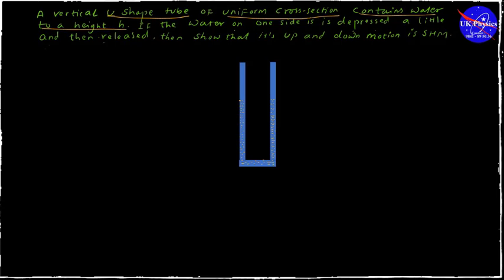Suppose the level of water is at h distance above the ground. If the water on one side is depressed, then what happens? You can easily think that if the water on this side is depressed, then obviously the water level will rise on the other side.